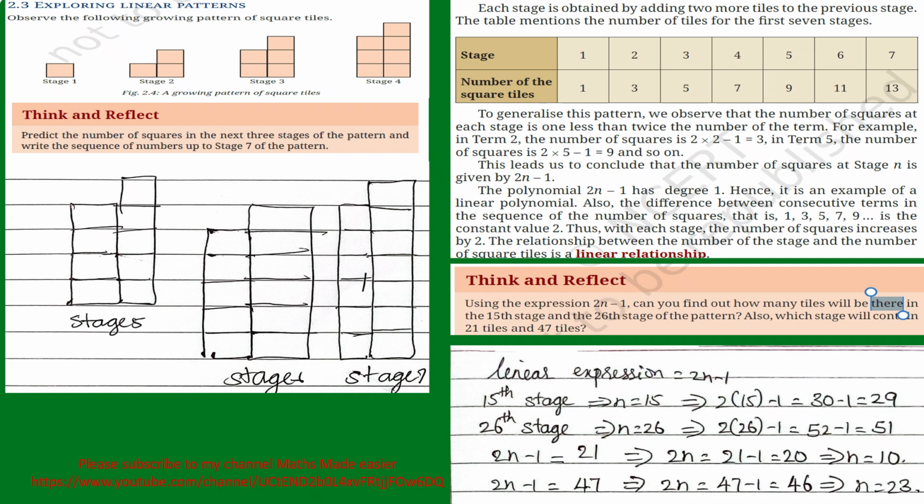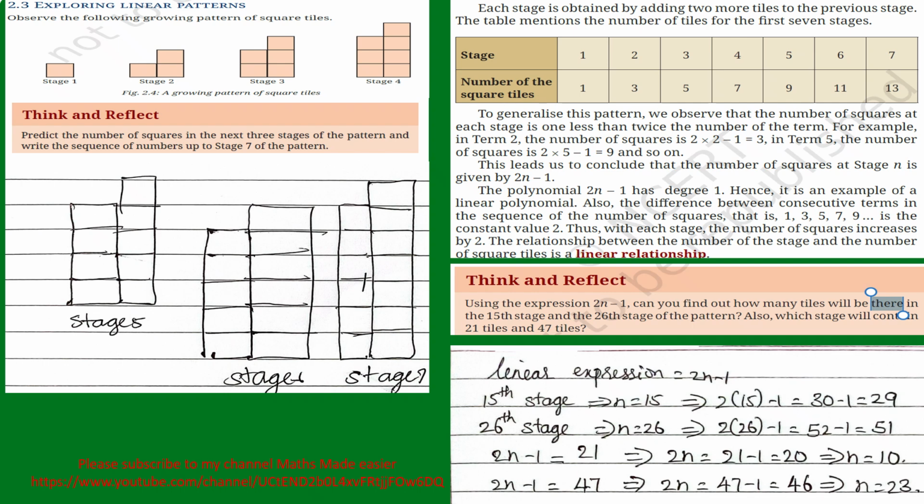If you see, the difference is always constant. What is the constant value? It is 2 for this particular linear relationship. Thus, with each stage, the number of squares increases by 2. The relationship between the stage and the number of square tiles is a linear relationship.